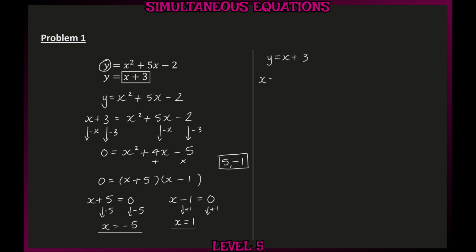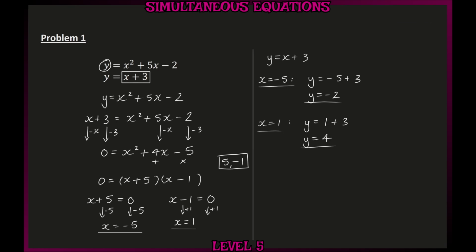So starting with when x is equal to minus 5, this equation becomes y is equal to minus 5 plus 3, and since minus 5 plus 3 is minus 2, y is equal to minus 2, and this pairs with x equals minus 5. We can then move on to our second value of x, which is 1. So when x is 1, y is equal to 1 plus 3, and 1 plus 3 is 4, so y is equal to 4, and this gives us our second pair.